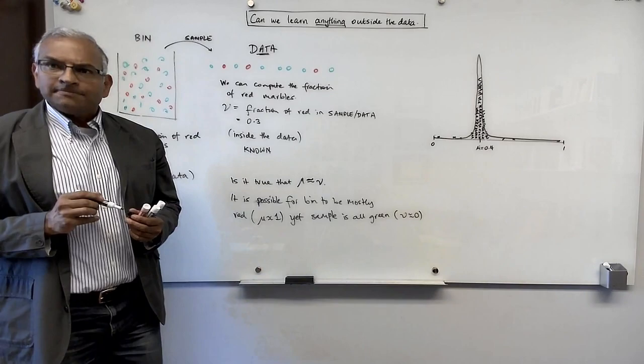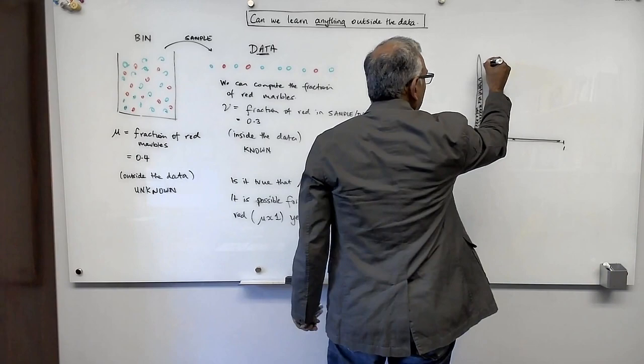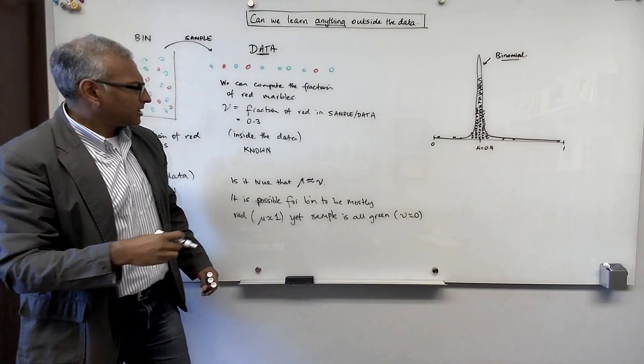Interesting. Now this distribution has a name. It's called a binomial. And because our sample size is so large, n equals 1,000, it is well approximated by a Gaussian.